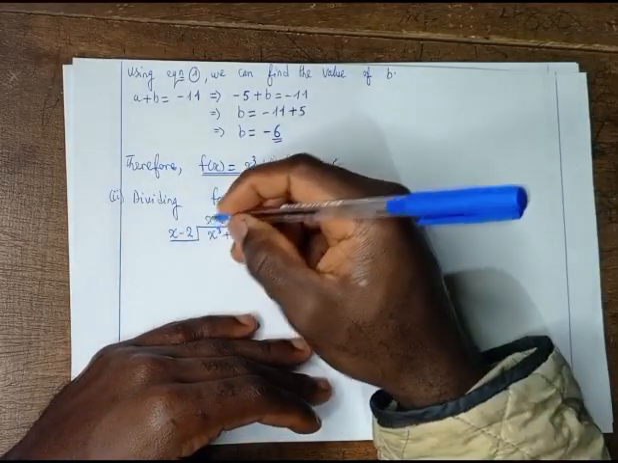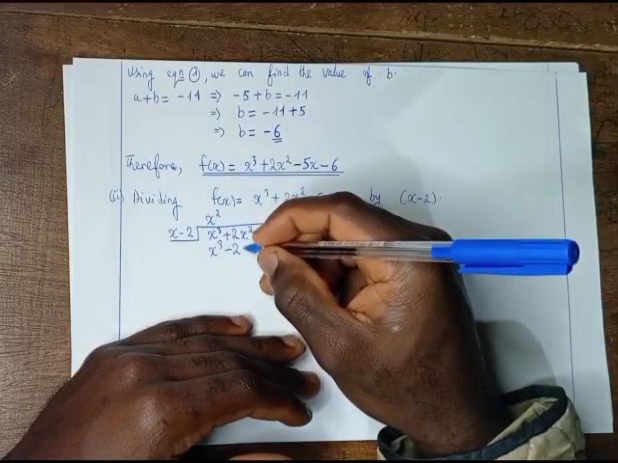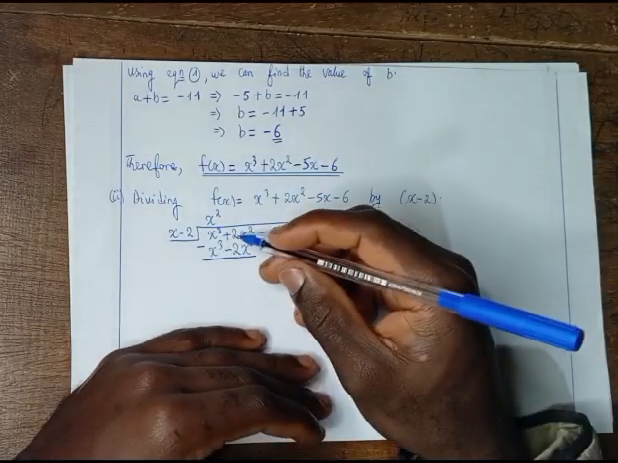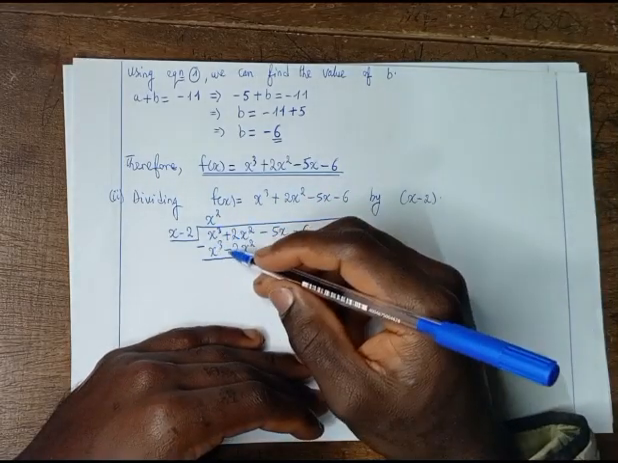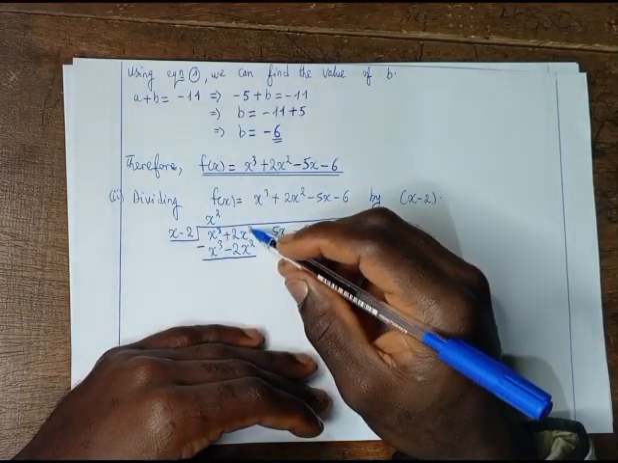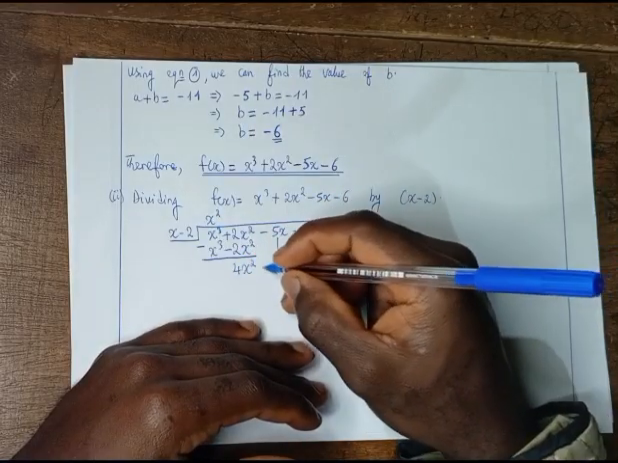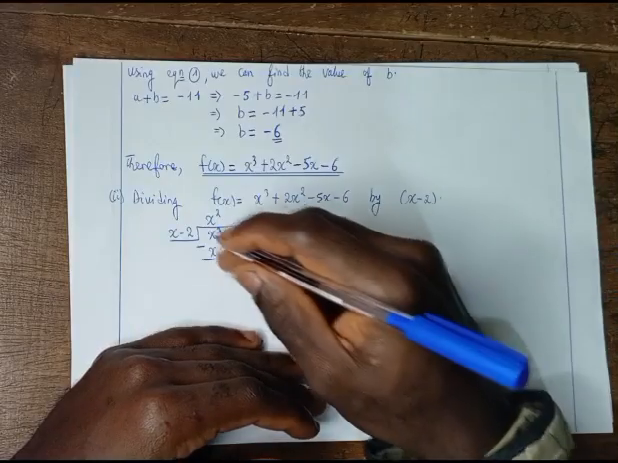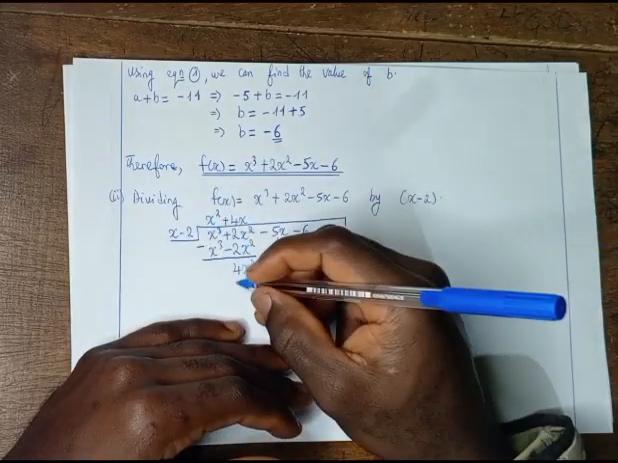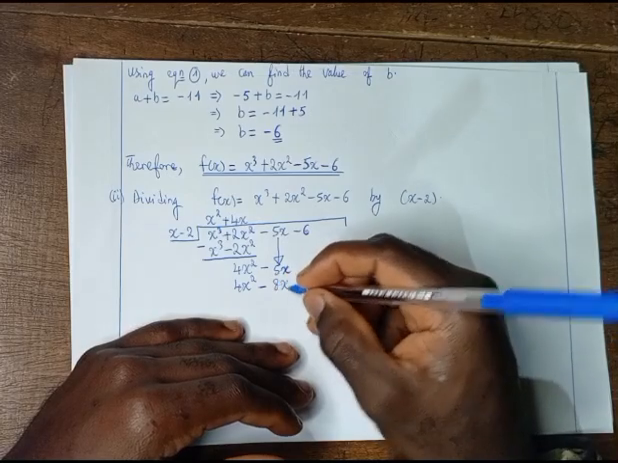x cubed divided by x gives us x squared. x squared times x gives us x cubed. x squared times negative 2 gives us negative 2x squared. We subtract: x cubed minus x cubed is 0. 2x squared minus negative 2x squared: now the two negative signs will become positive. So this will give us 2x squared plus 2x squared, which is 4x squared. Next, we have to bring down minus 5x. 4x squared divided by x will give us plus 4x. 4x times x will give us 4x squared. 4x times negative 2 will give us negative 8x.